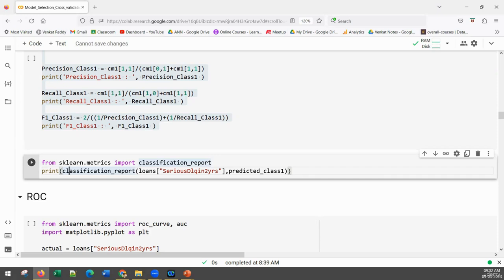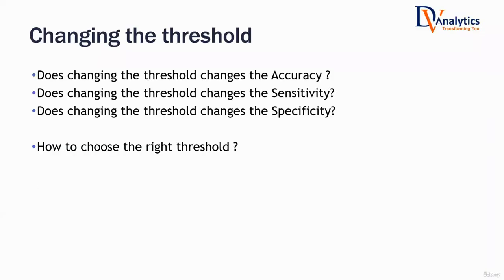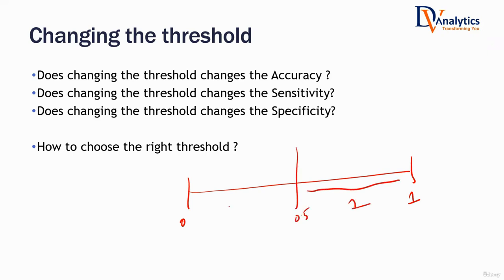The next concept is ROC curve. Now what we have seen is if you change the threshold value... Usually, what is the threshold? By default, where is the threshold that is kept? 0.5. Anything above 0.5 is called class 1. Anything below 0.5 is called class 0. That's the default threshold value.